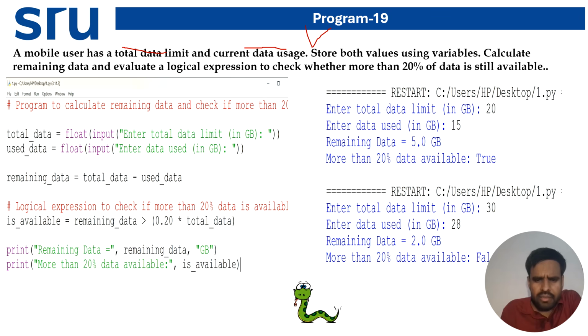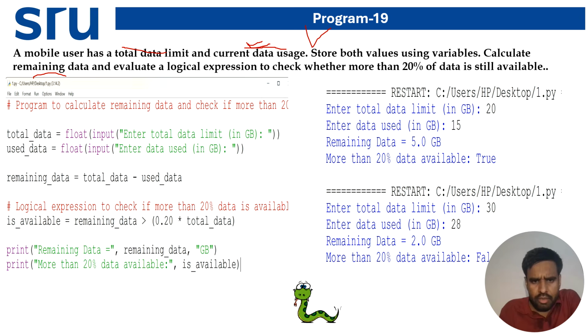Suppose that for some mobile operator you take a recharge of 2 GB per day. After using some data, the current data usage is how much data you have used. Store both values in variables, and using the variables, calculate the remaining data. How much data do you have?